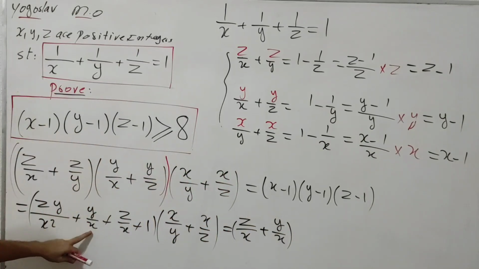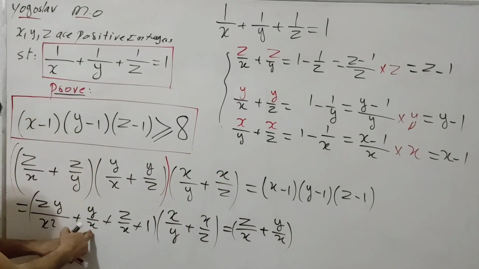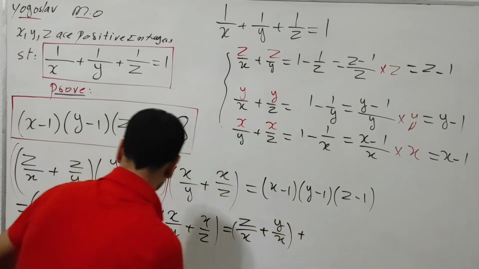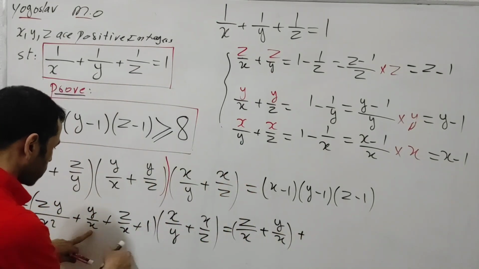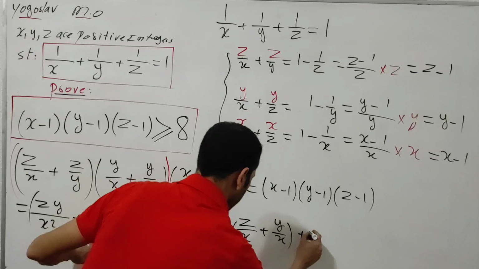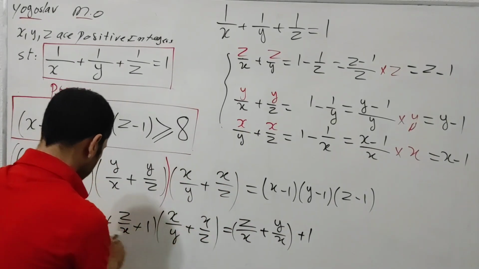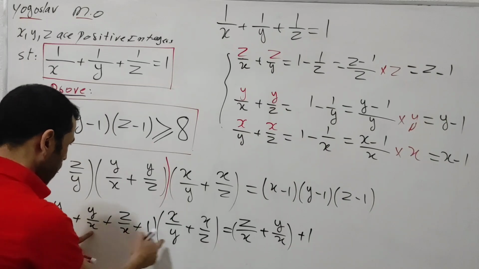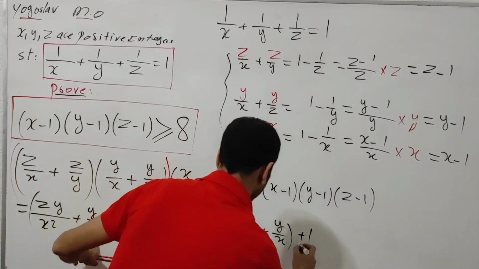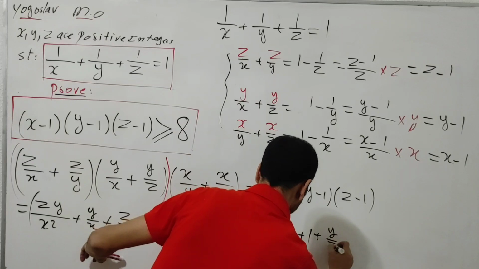For this term, now I'm moving on to this term. So this term y over x is multiplied by x over y, which gives 1, because this one is a reciprocal of this one. Then this term is multiplied by this term, I will get x cancelled out. I will have y over z plus y over z.